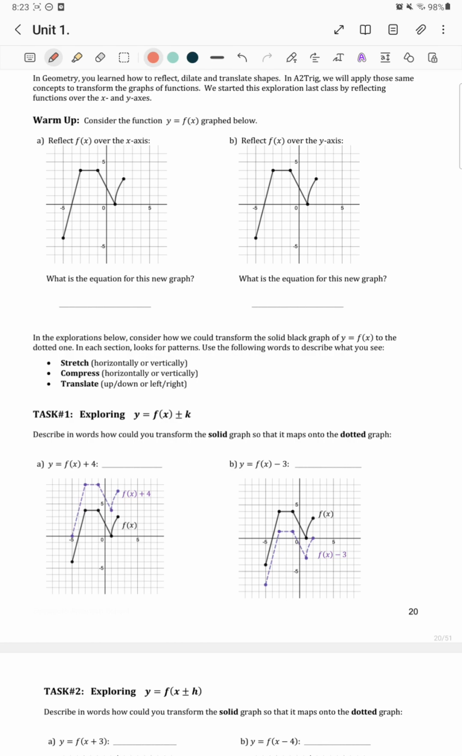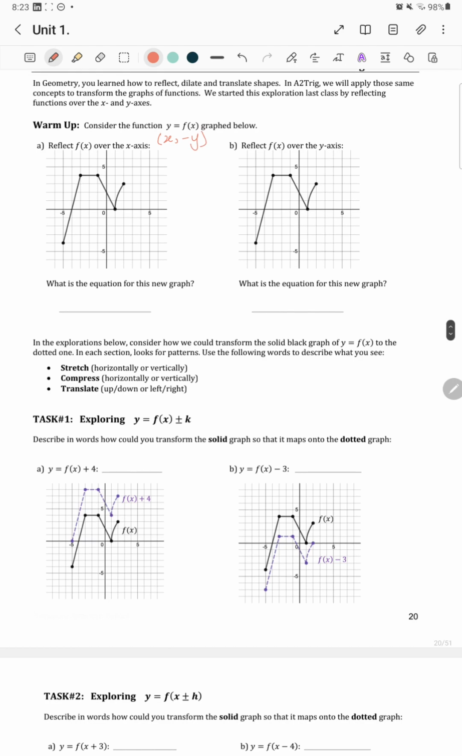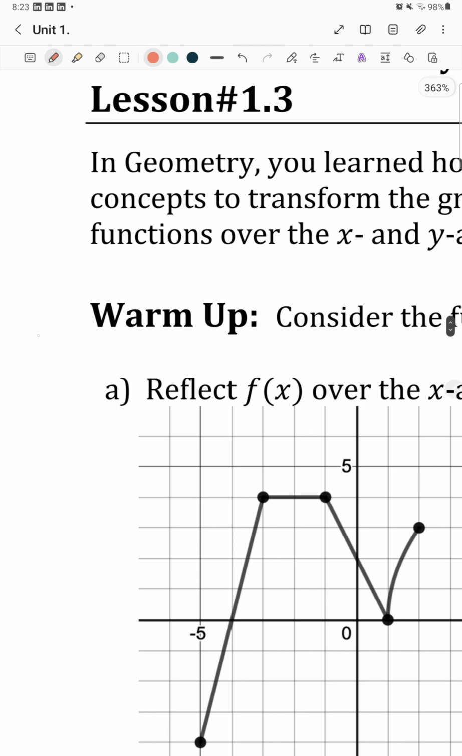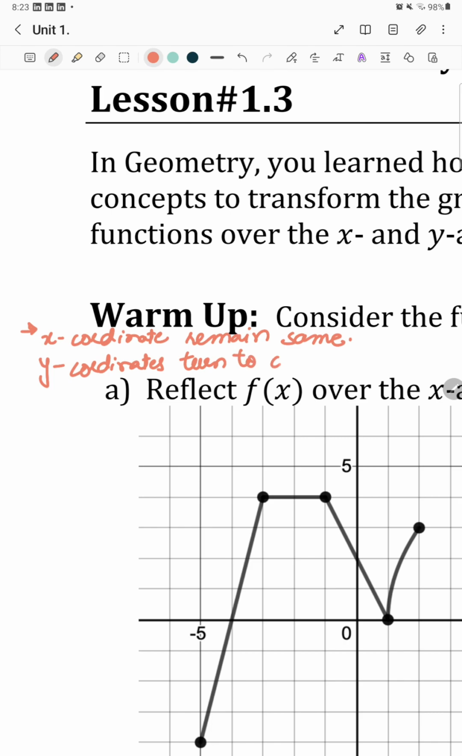we know that we will have x and negative y. To reflect over the x-axis, x values will remain the same, but y coordinates will turn to their opposite signs. So whenever you need to reflect over the x-axis, remember one thing: x coordinates remain the same, y coordinates turn to opposite signs.